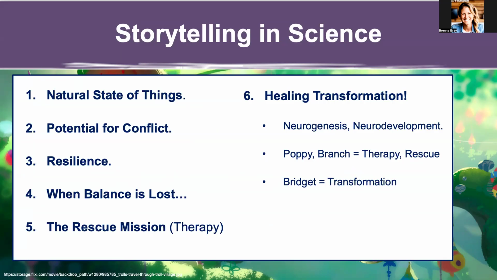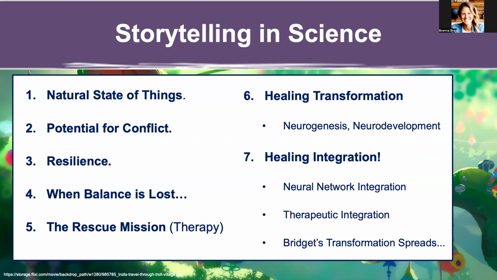In this analogy, if we're going back to Trolls, Poppy and Branch can almost be symbolic of therapy itself or of the rescue mission itself. Poppy really embodies song, dance, therapy, healing, color. Branch embodies these cautiousness elements. And then Princess Bridget is really where we see the healing transformation, right? So we kind of see her change.